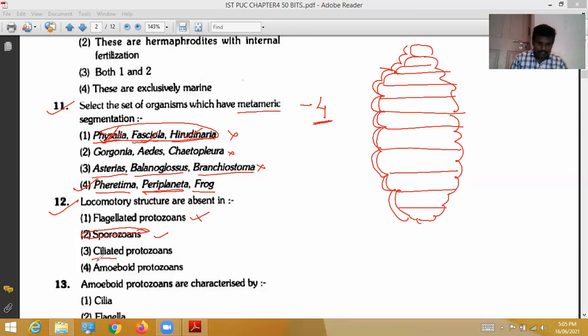Ciliated protozoans: cilia are the locomotor organ. Amoeboid protozoans: pseudopodia are present as locomotor organs. Among these 4 options, the second option is correct. Sporozoans cause malarial disease in human beings, and in them any type of locomotor structure is absent. So for the 12th question, the correct option is 2.